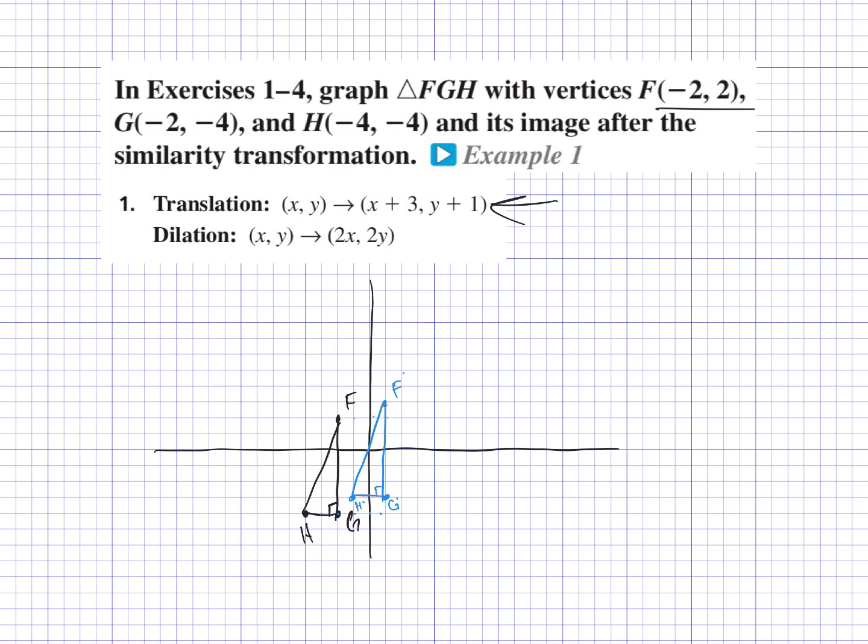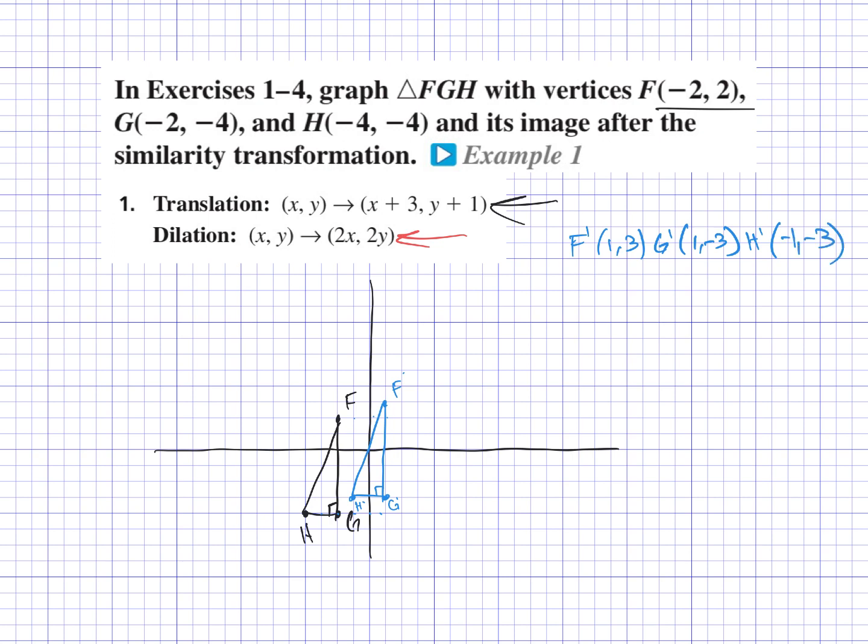So that is a rigid motion, meaning it didn't change shape. Okay? So that's translation, but now we have dilation. We'll do this in red. We're going to take those values and multiply them by 2. So what are those values first? Let's see here. So F prime is at 1, 3. G prime is at 1, -3. And H prime is at -1, -3.